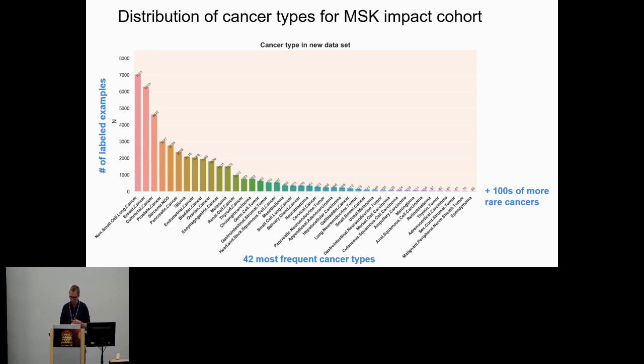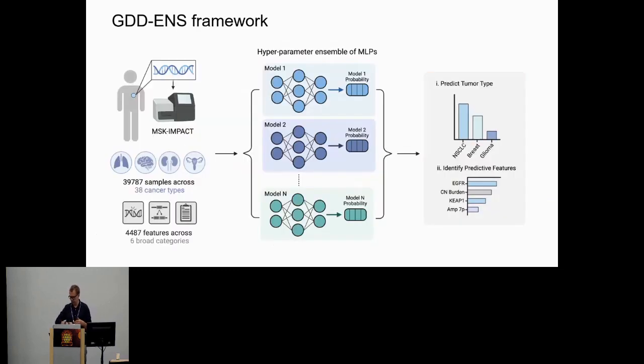The framework that Madison chose to use, okay, I'm getting my air back. So what Madison called her classifier is the GDENS classifier. ENS meaning ensemble, and it's based on a hyperparameter ensemble of multi-layer perceptrons.